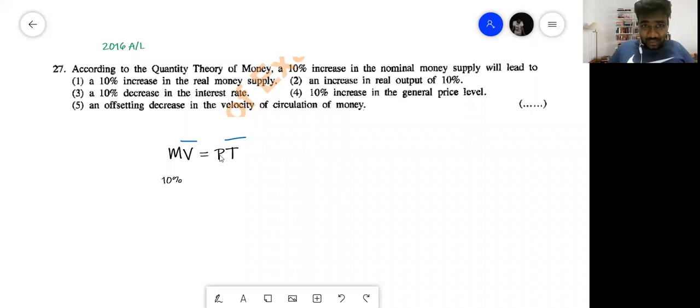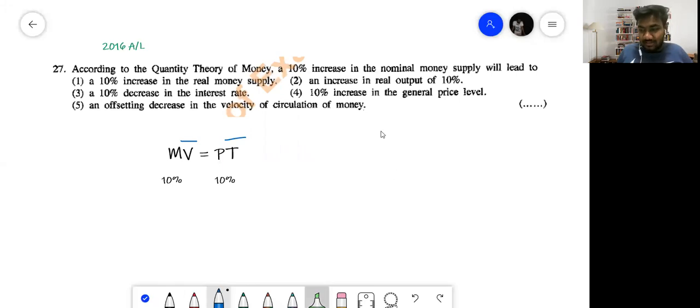Quantity theory of money is there to explain demand pull inflation, right? So they say there is a direct relationship between money supply and price level, given that velocity of circulation and amount of transactions are constant. So if money supply increases by 10%, what happens? Price levels also will increase by 10%. So it's a very direct answer. You go with answer number 4.